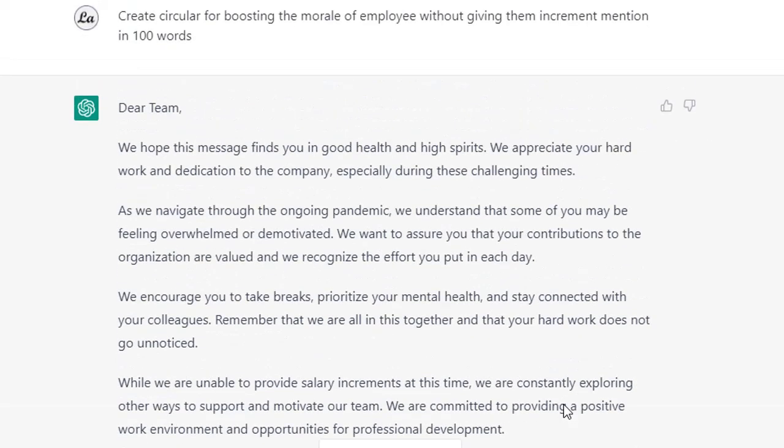So you can see in this format, first of all, the hard work and dedication of the employees has been appreciated. So we appreciate your hard work and dedication. And also they mentioned that while we are unable to provide a salary increment at this time, meaning this time, but next time they might consider. So both points they have included in this circular. So this is how you can generate a circular for this kind of business problem.